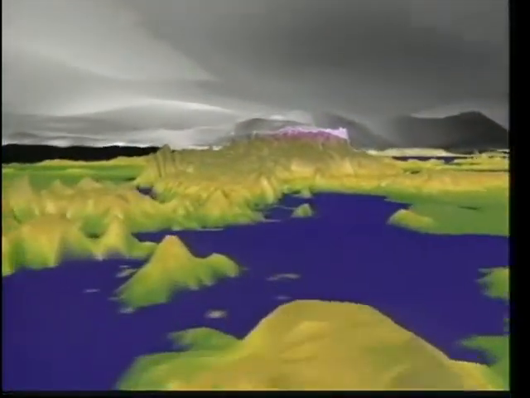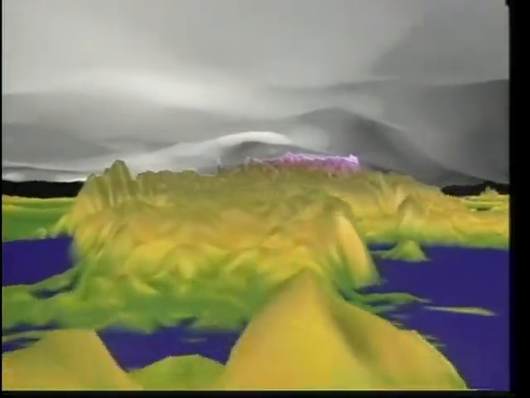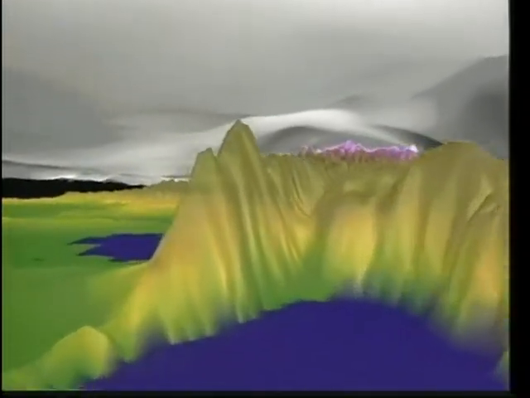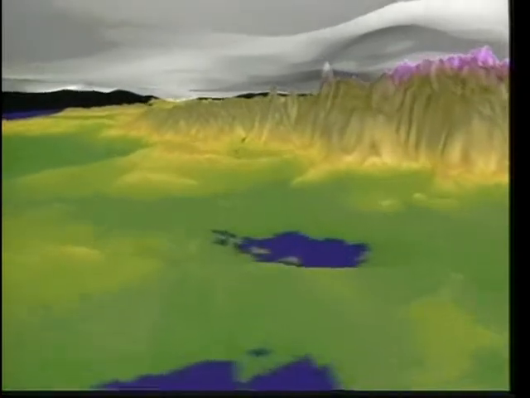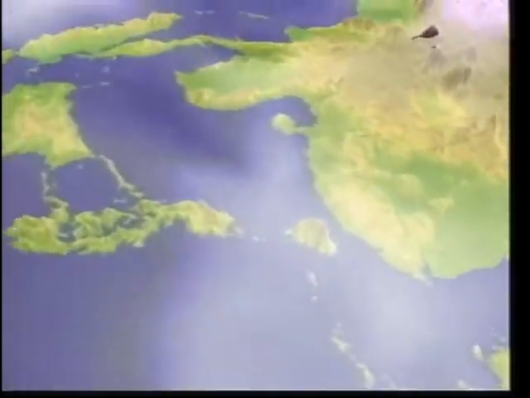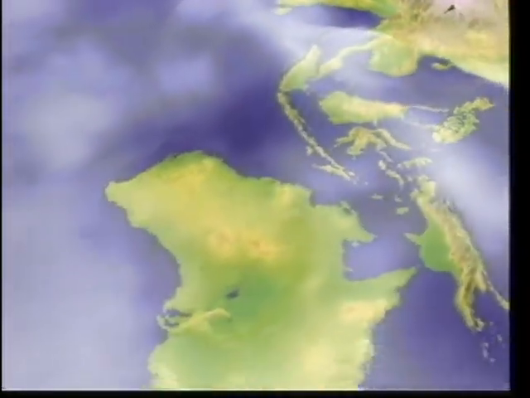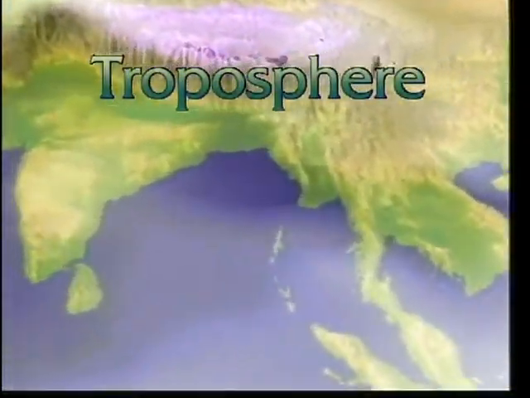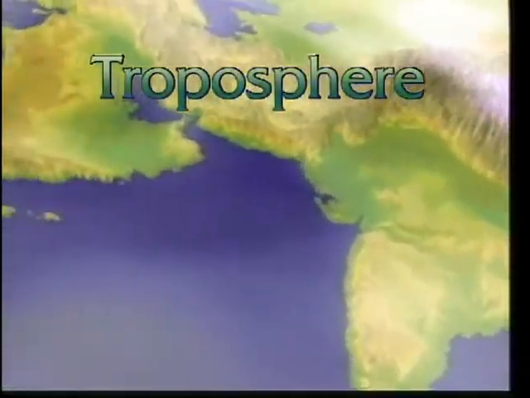Our planet is surrounded by an atmosphere of gases that extends hundreds of miles above the surface of the Earth. This atmosphere is made up of gases, liquids, and even very small particles of solids, such as dust and dirt. The atmosphere is thickest in the lowest level called the troposphere. This is where all our weather occurs.